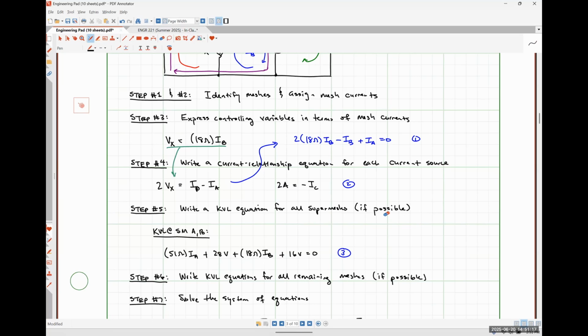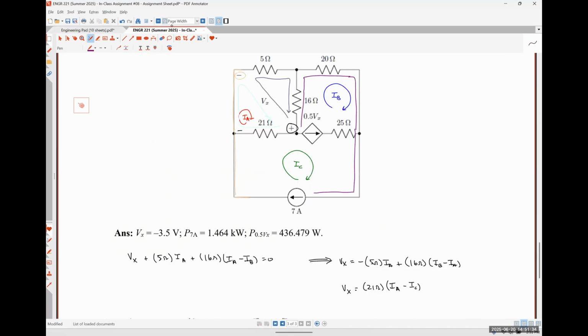Excuse me, super meshes. Sorry, I keep mixing those up today. So since we can't write a KVL equation around our super mesh because our super mesh contains a perimeter current source, the next thing that we could do is just jump down to step number 6. Write KVL equations for all remaining meshes. So what's the remaining mesh that we have here?